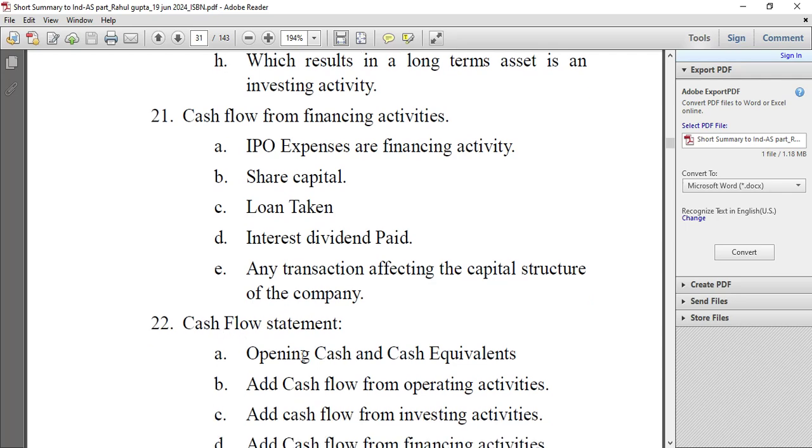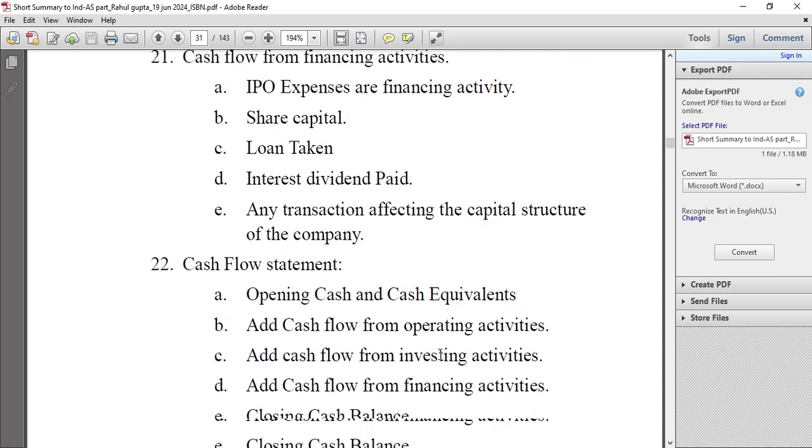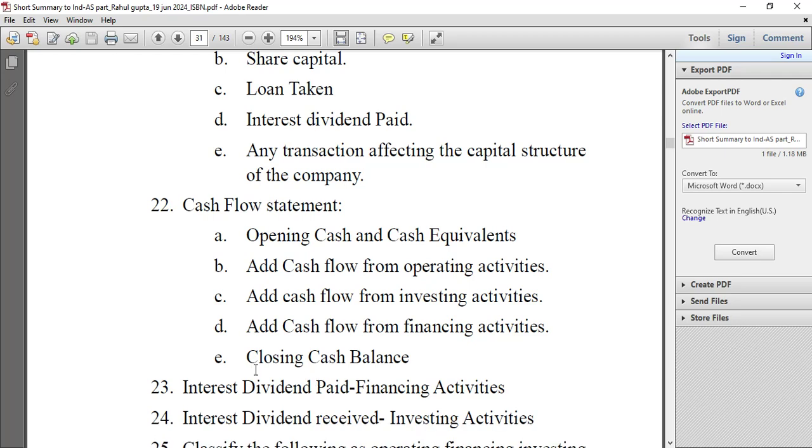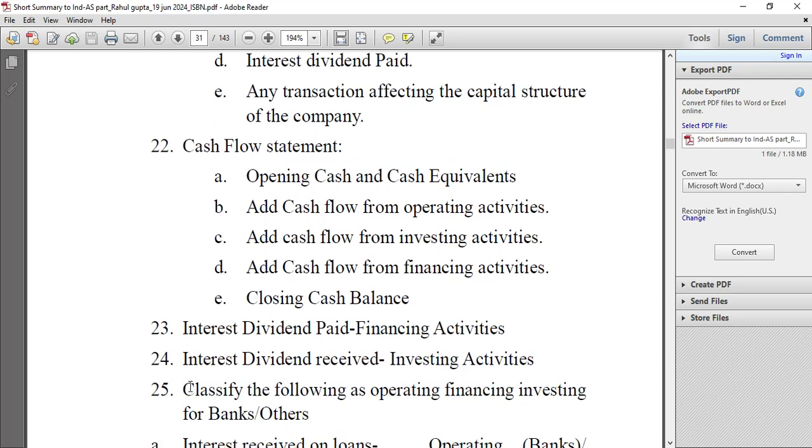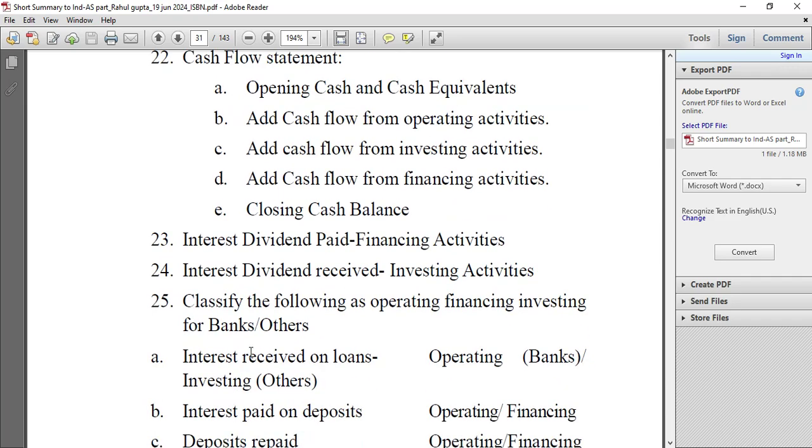Cash flow statement: opening cash and cash equivalents, add cash flow from operating activities, add cash flow from investing activities, add cash flow from financing activities, gives the closing cash balance. Interest and dividend paid is a financing activity. Interest and dividend received is an investing activity.